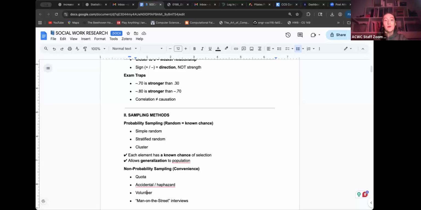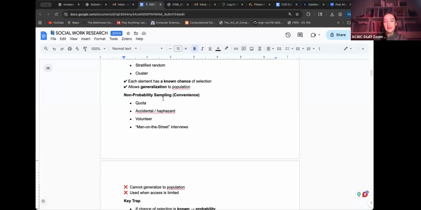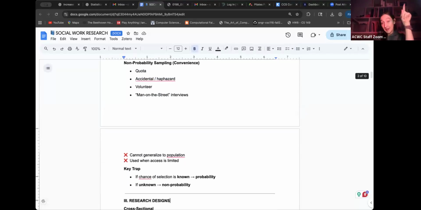Good question. All right. And then these are, like I said, just convenient sampling, right? The volunteer, the accidental, the quota, you have to have a certain number, the man on the street interviews. One of the important things to remember about those, y'all, is when it's convenient sampling, this cannot be generalized to the population. Those are not good. The data you gather from that as a researcher, you can't generalize it to the population because you didn't randomly pick people from the population. So that's important to remember.